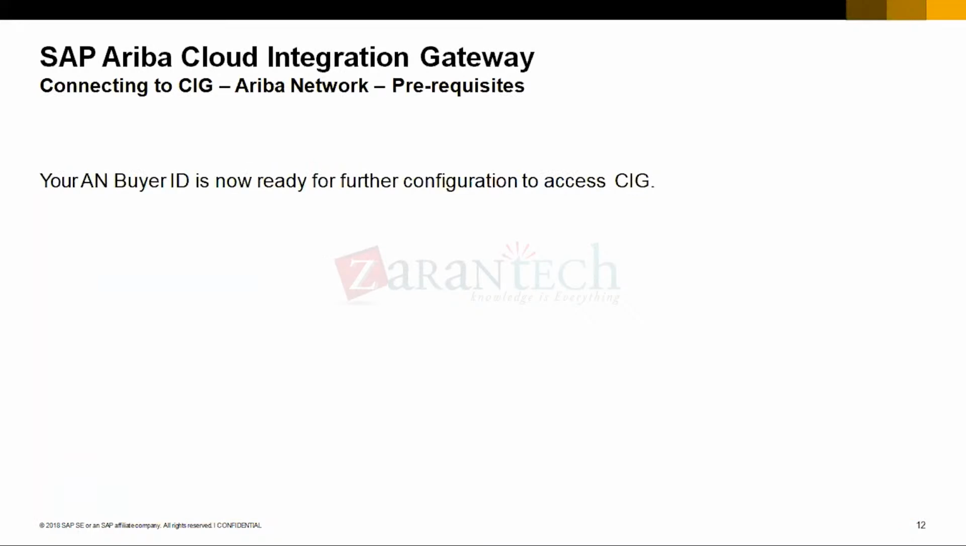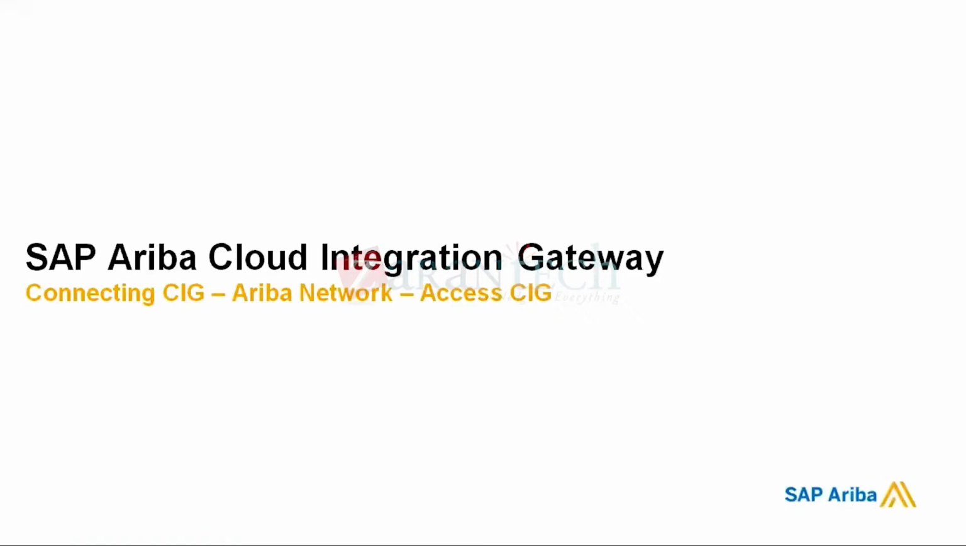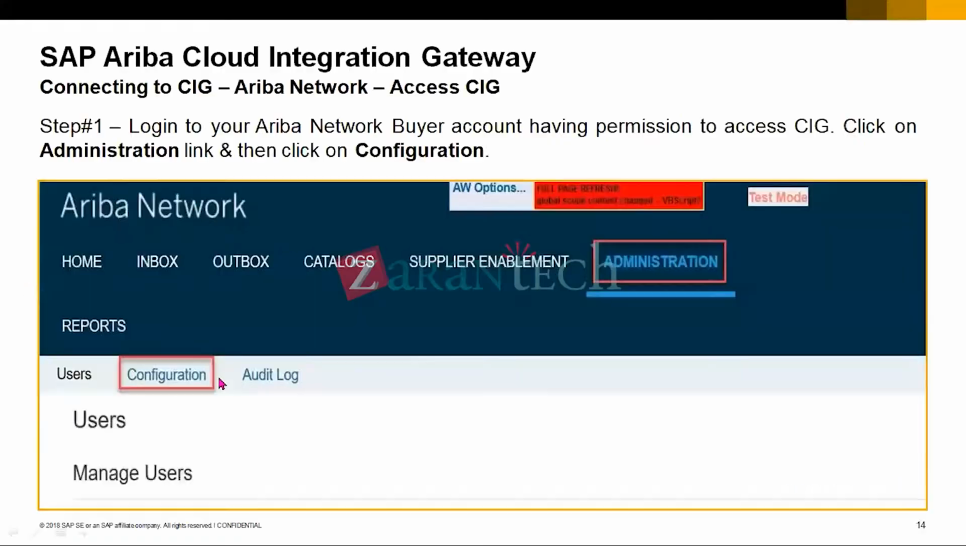That is in case you are having only commerce automation or supply chain collaboration. Otherwise, if you are having the Ariba strategic sourcing suite or buying and invoicing solution, in those cases we can enable the CIG from the core administration or from the administration config itself. Okay, how can we do that? So let's see.